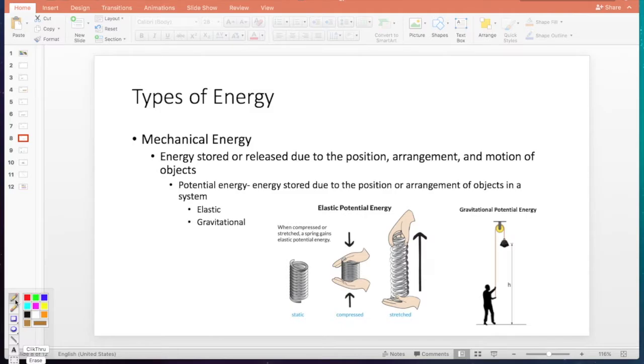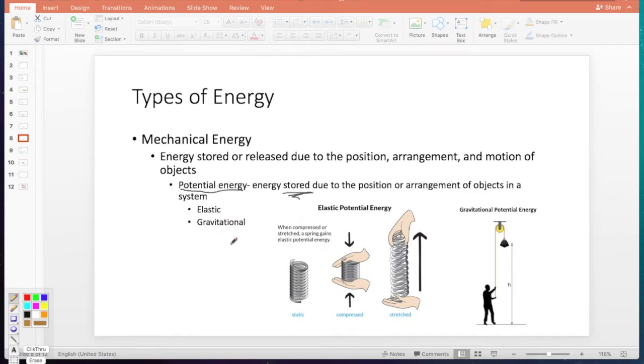So mechanical energy has different types. The first type is potential energy. You guys have heard this term before, I'm sure. Potential energy, you can just think of it as energy that has been stored up due to the position or arrangement of objects in the system. So it's stored energy. It has not been released yet. It has the potential to cause a change. Remember, energy is all about changes. It has a potential to cause a change, but that potential has not been released yet, so to speak.